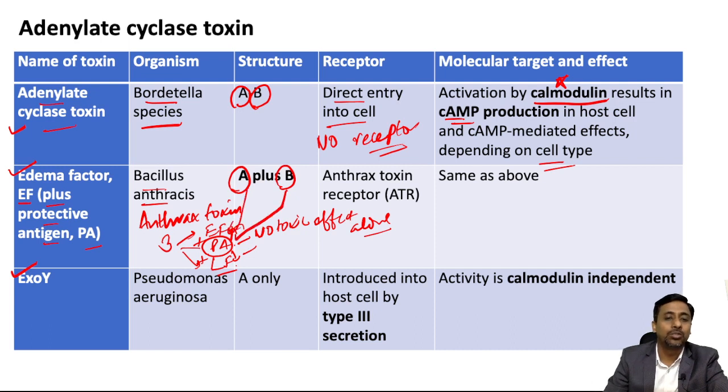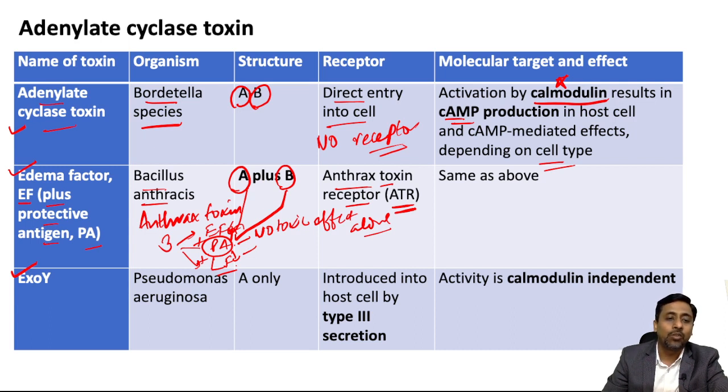Okay, so these are the two subunits of this toxin, and the receptor where it acts is anthrax toxin receptor, that is ATR. And the mechanism is similar to that of Bordetella. So remember, this Bacillus and Bordetella will have similar mechanism of action, the toxin produced by them.